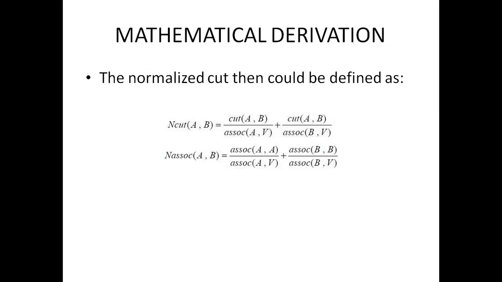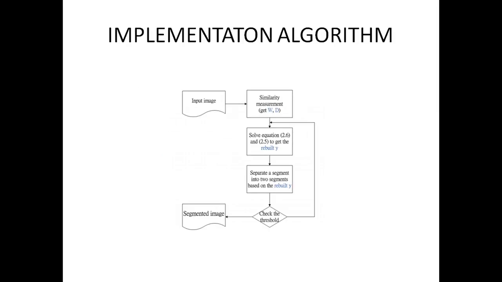We now come to the implementation algorithm. This shows the flowchart of the normalized cut framework. First, we model the image as a graph and get the matrices W and D. Then we solve the above said equation to get the vector Y and separate the image into two segments. The normalized cut can only separate a segment into two parts in each iteration, so we need to recursively do the separation process to each segment.